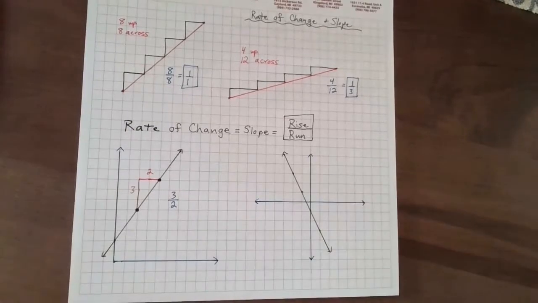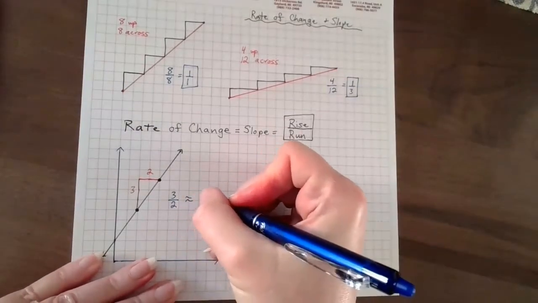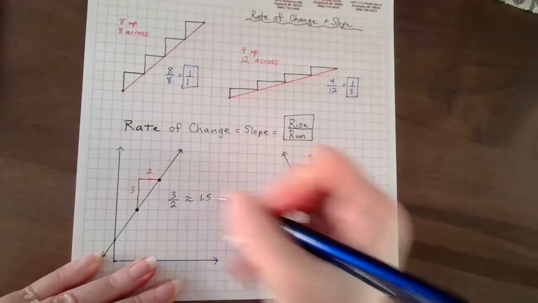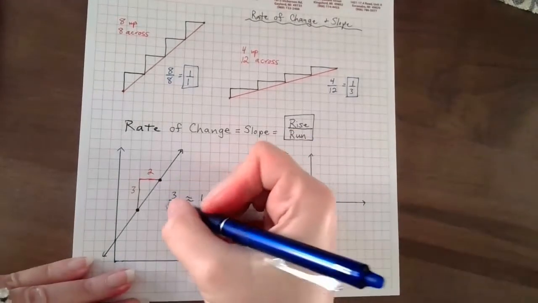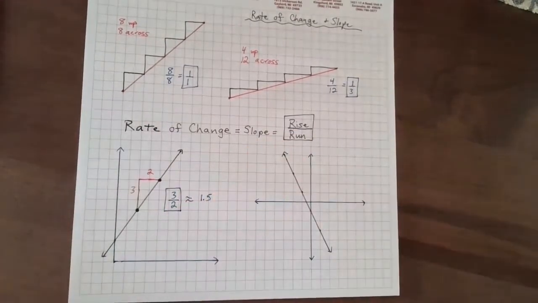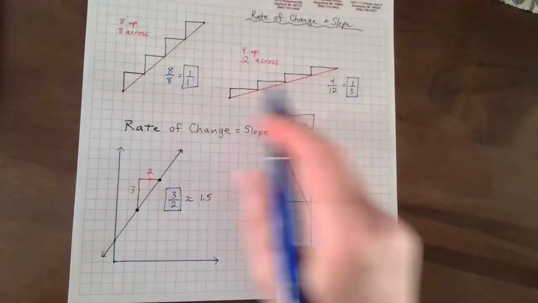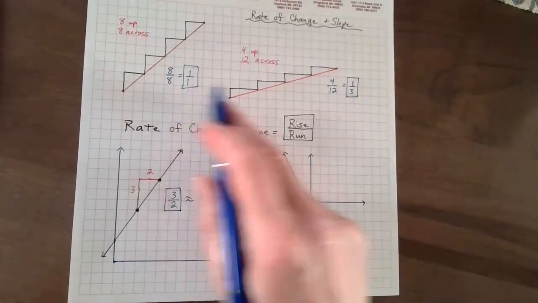Yes, it's improper. Could I call it 1.5 if I wanted to? Yes, I could. This is an approximate value of 1.5. But again, because I want to see my rise and my run frequently, I'm going to leave this as a fraction. And there is my slope, 3 over 2. Well, let's compare what we've got here so far. This is a slope of 1. This is 1/3. We said this one was more steep. This one is less steep.